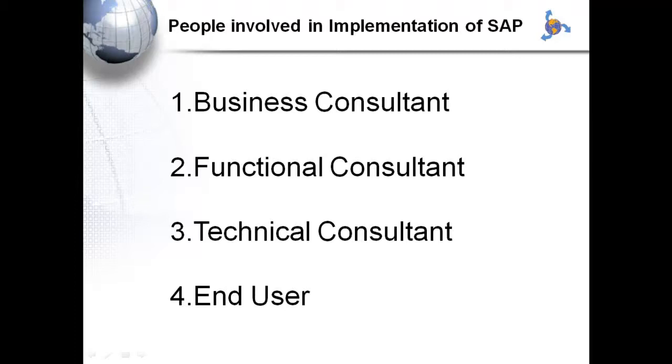There are four different roles associated with the implementation and maintenance of an SAP application. They are: 1. Business consultant, 2. Functional consultant, 3. Technical consultant, and 4. End user. The business consultant generally gathers all the requirements from the client and translates them into a requirement-specific document. The role of a business consultant begins from gathering detailed requirements from the client till signing a statement of work.